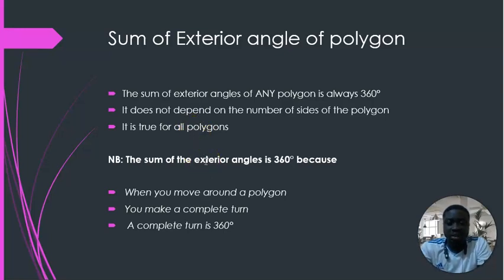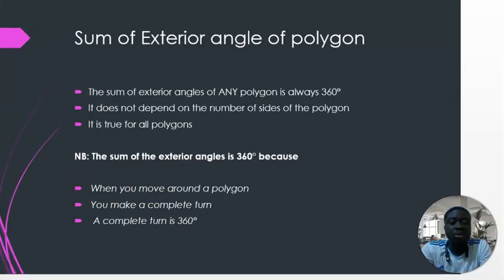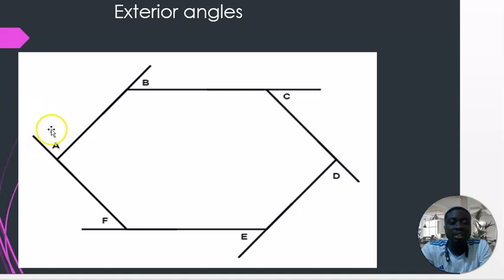Why is it that when you sum up the exterior angles of any polygon, it should be equal to 360 degrees? The reason is that when you move around a polygon, you make a complete turn, and a complete turn is 360 degrees. So let's go back to our polygon. When you're asked to sum the exterior angles, sum this one. You see you're moving in a clockwise direction. Sum this, you're moving. Sum this, you're moving. Sum this, you're moving. Sum this, then get back to this.